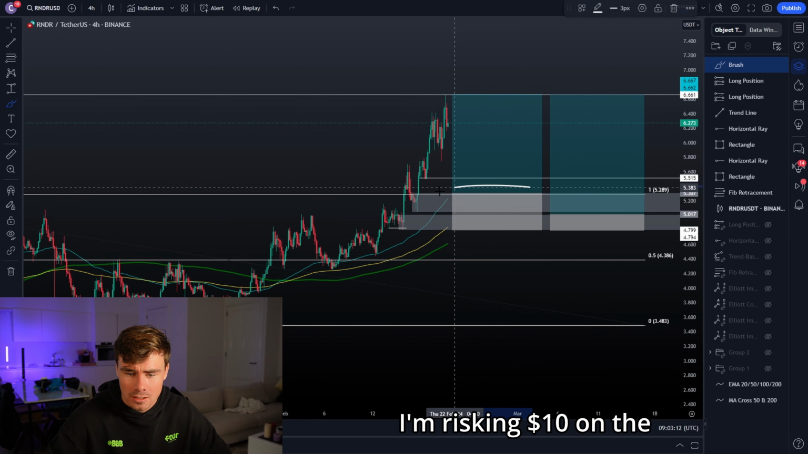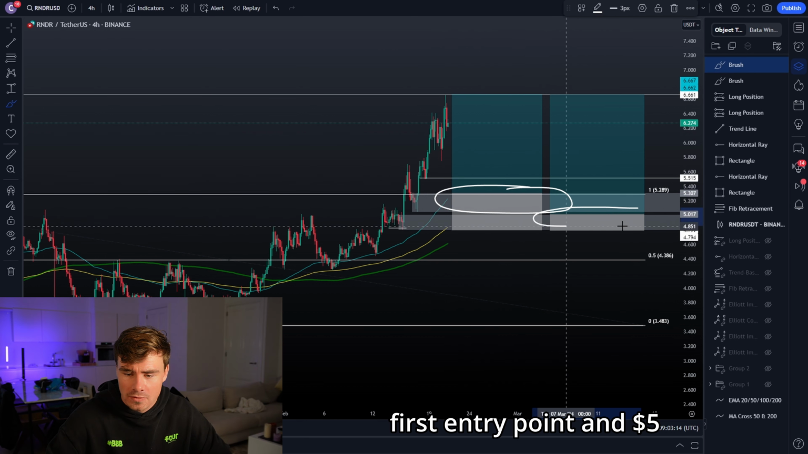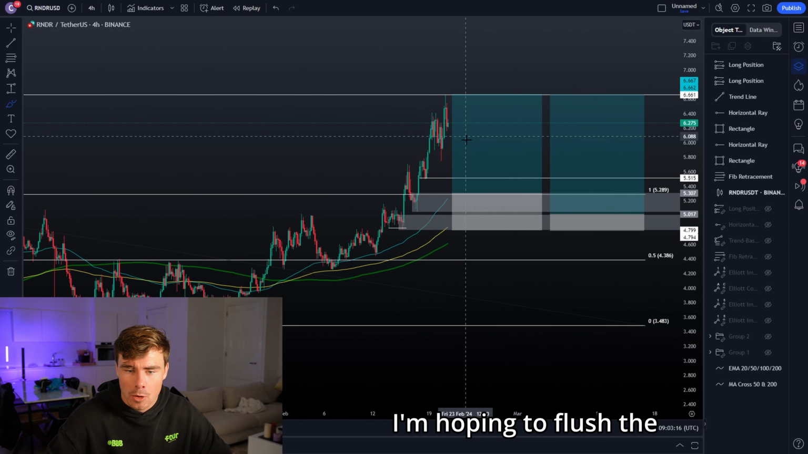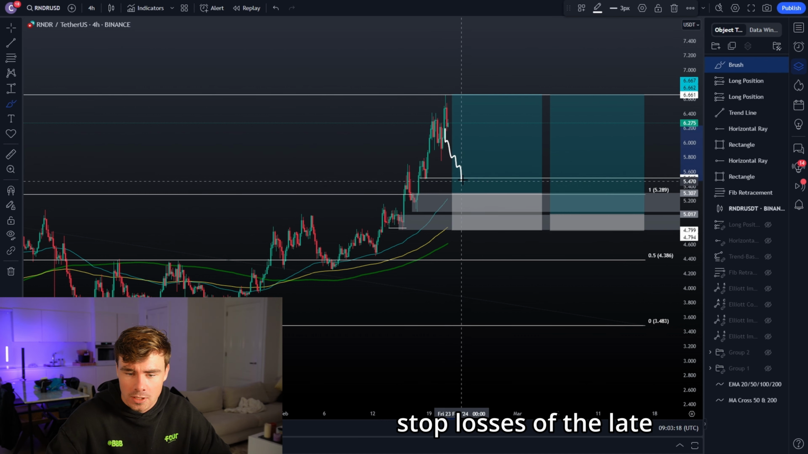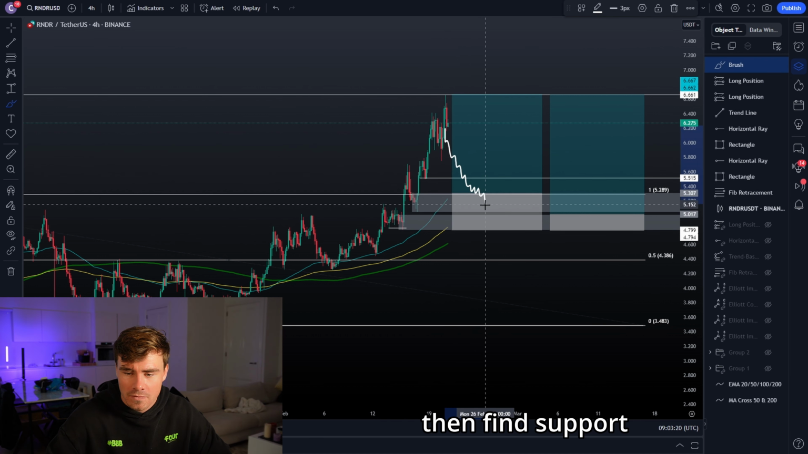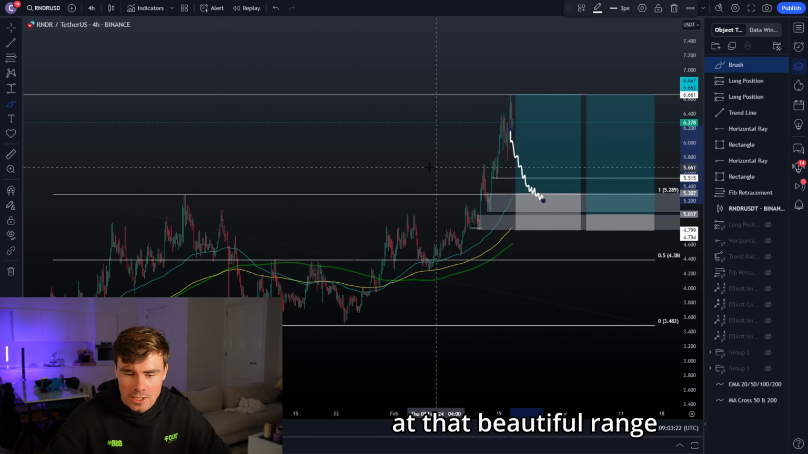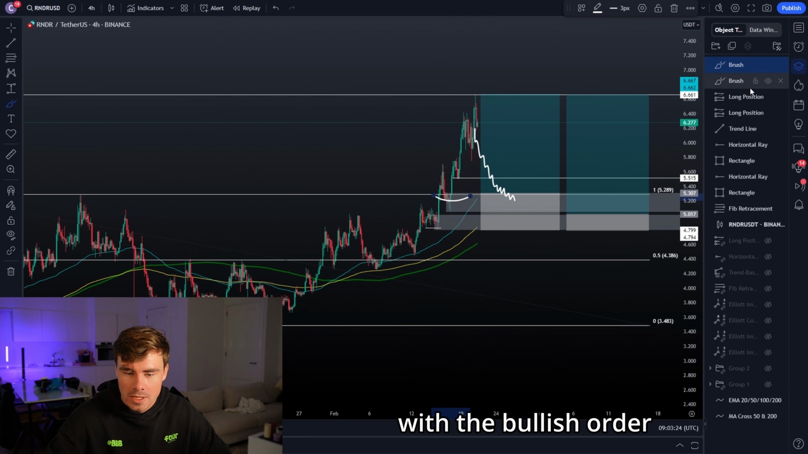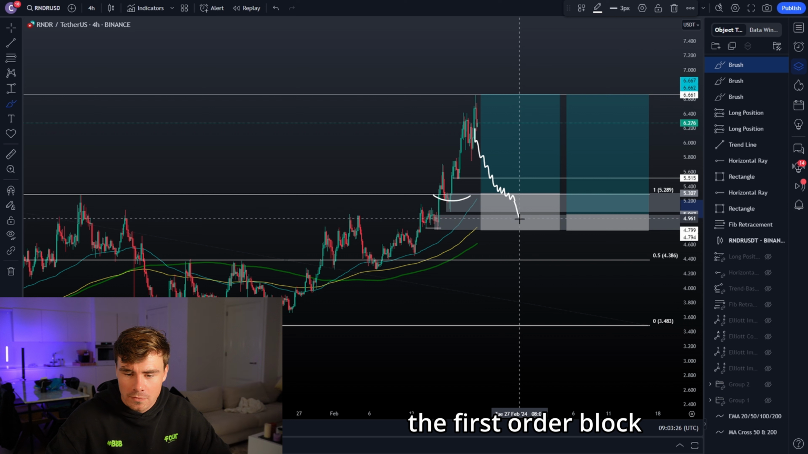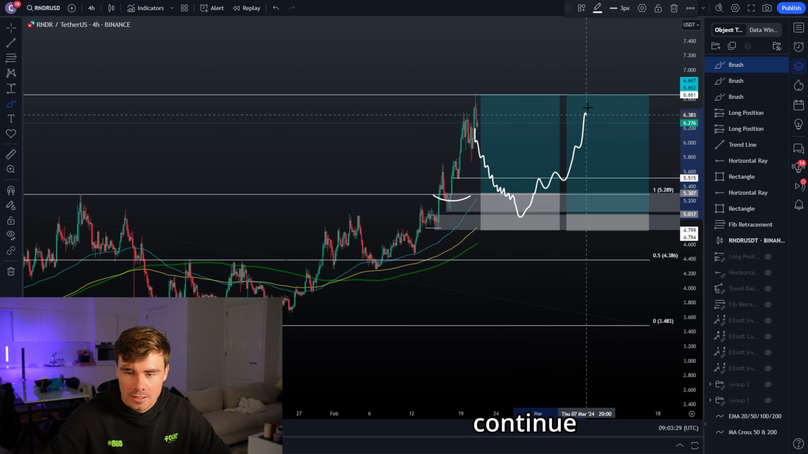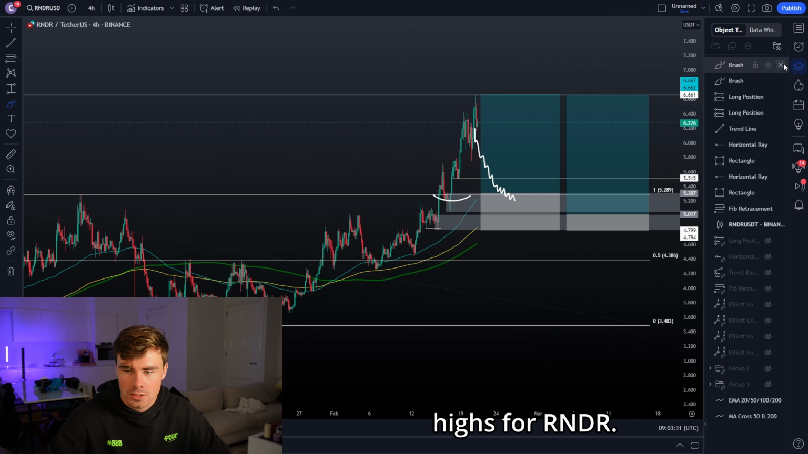I'm risking $10 on the first entry point and $5 on the second entry point. Okay, I'm hoping to flush the stop losses of the late long and buy positions, then find support at that beautiful range high that exactly aligns with that bullish order block, or sweep the first order block and then reclaim the range high and then continue towards new all-time highs for RNDR.